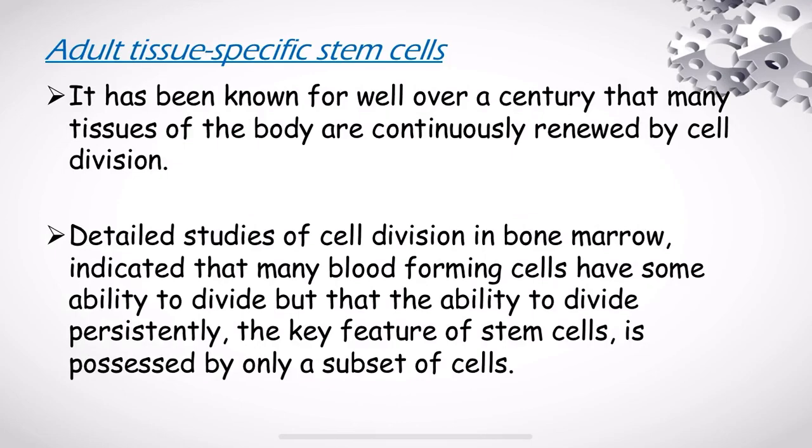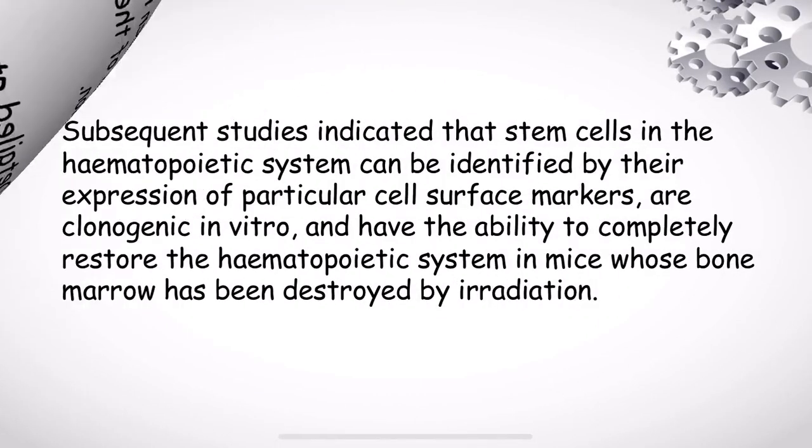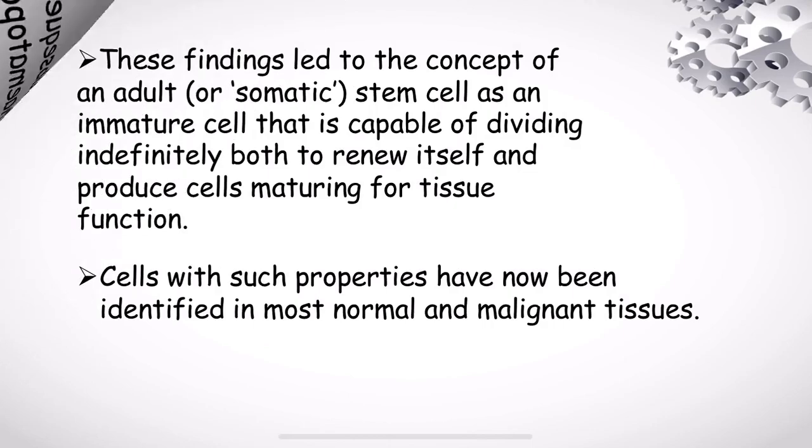It has been known for well over a century that many tissues of the body are continuously renewed by cell division. Detailed studies of the cell division in bone marrow indicated that many blood-forming cells have some ability to divide, but the ability to divide persistently, the key feature of stem cells, is possessed by only a subset of cells. Subsequent studies indicated that stem cells in the hematopoietic system can be identified by their expression of particular cell surface markers, which are totally clonogenic in vitro and have the ability to completely restore the hematopoietic system in mice whose bone marrow has been destroyed by irradiation.